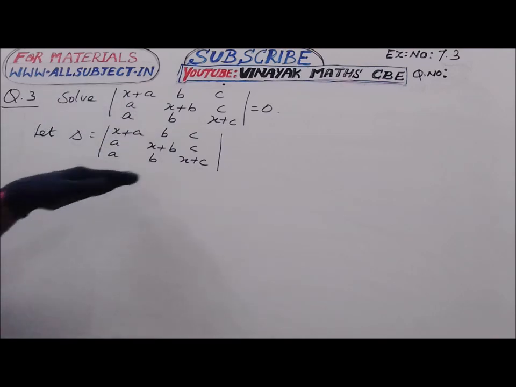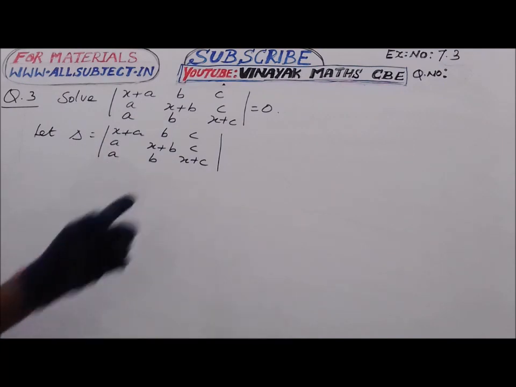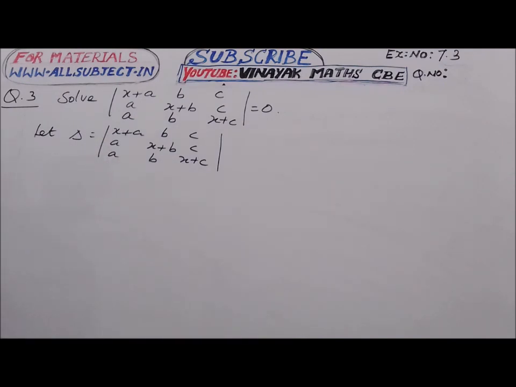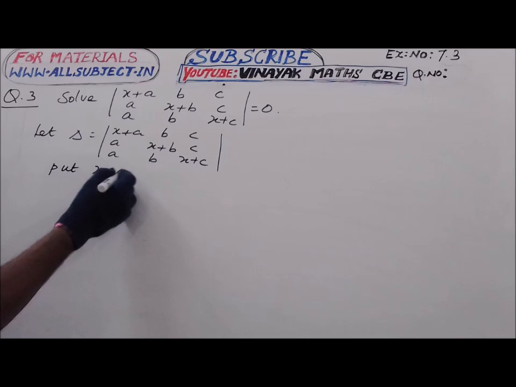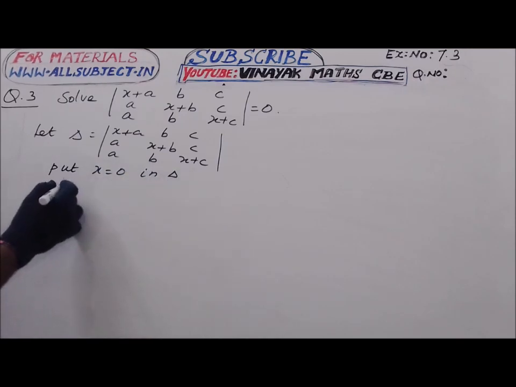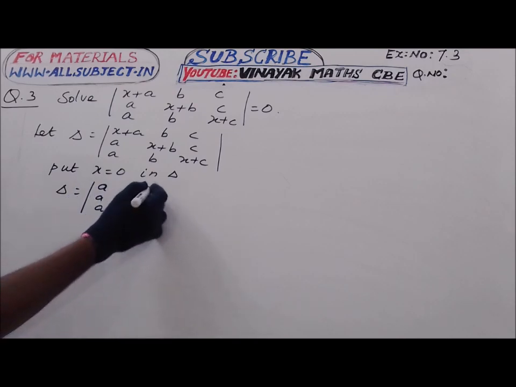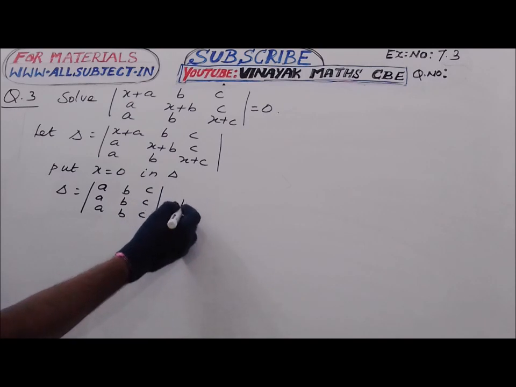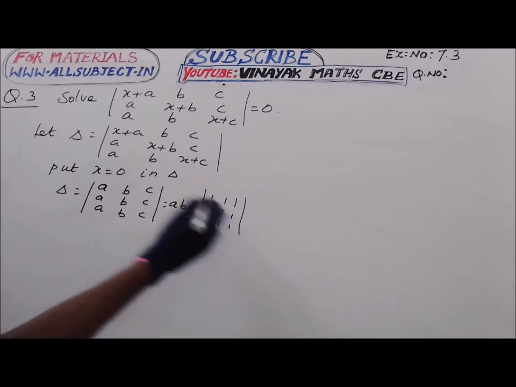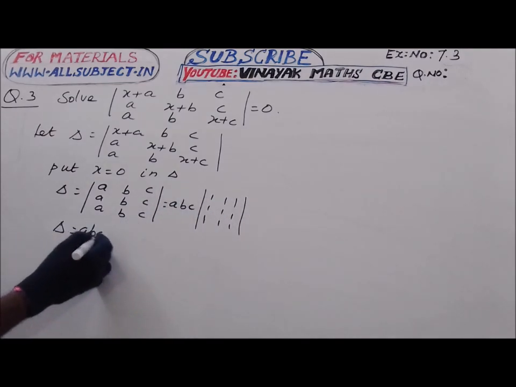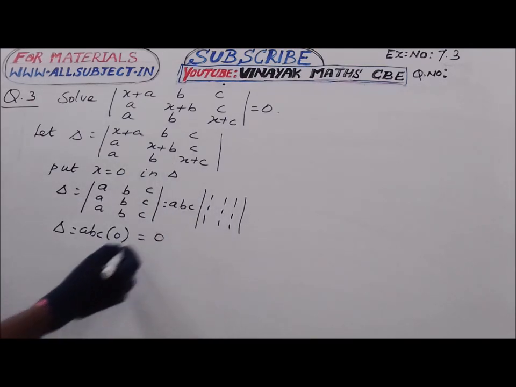Taking a from the first column, b from the second column, c from the third column, we get 1, 1, 1 in all rows. All the columns are identical, all the rows are identical. So first of all, to eliminate this x, I am substituting x equal to 0 here. Put x equal to 0 in delta. Now delta equals a, b, c; a, b, c; a, b, c. Taking out a, b, c from columns 1, 2 and 3, we get all 1s. This means delta equals a, b, c into 0, since all the columns are identical and all the rows are identical, which is equal to 0.